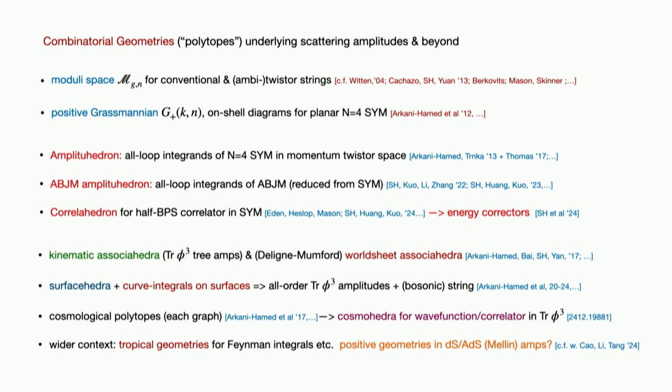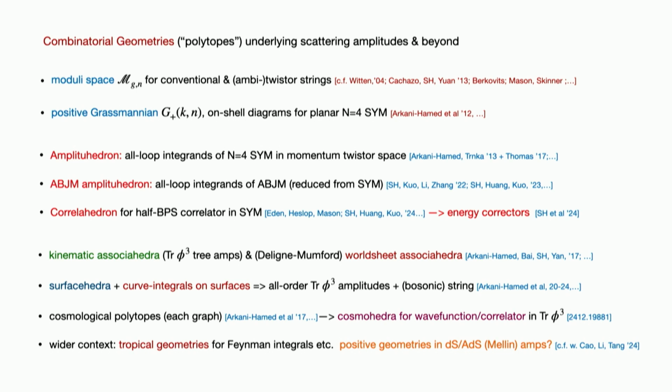That now we understand that, to all orders in the 't Hooft coupling expansion, the amplitudes in this simplest Tr phi cubed theory are described by some polytope called the surfacehedron. And behind it, there are also some stringy objects, which describe bosonic string amplitudes, whose field theory limit gives you the Tr phi cubed amplitude. So this will be the main thing I want to talk about today.